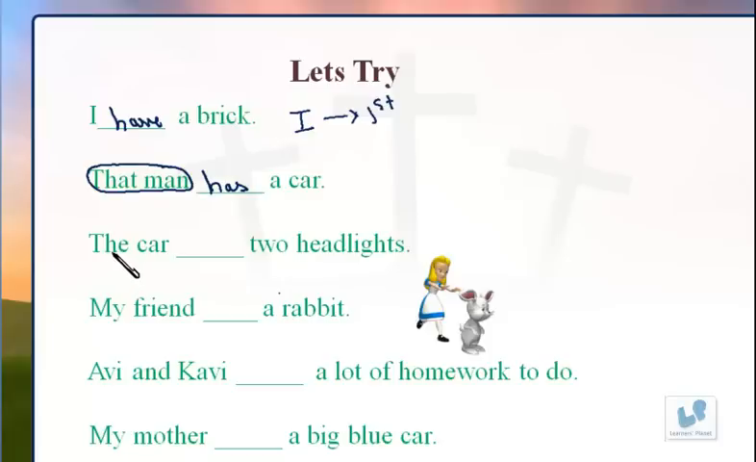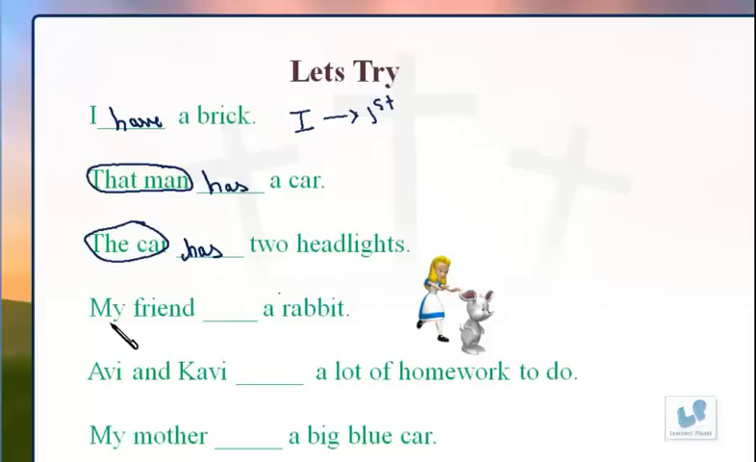Now let us see the next one. The car dash two headlights. The car over here is a non-living thing, and we know that with a non-living thing we use has because this is a third person singular. So the correct fill in the blank is has. The car has two headlights.